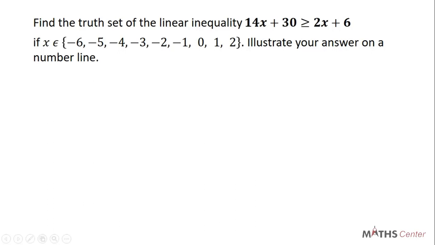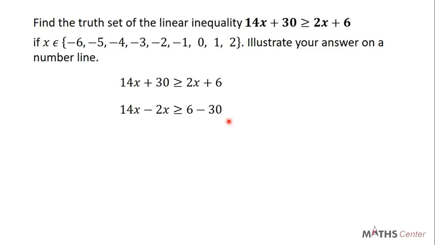We are supposed to find the truth set of the linear inequality, and that's what we are going to do. So here is the inequality: 14x plus 30 is greater than or equal to 2x plus 6. We group like terms as we've been doing all along. I always want to keep the terms with the variables on the left hand side, then I'll keep the terms without the variables on the right hand side. So I'm going to have 14x minus 2x is greater than or equal to 6 minus 30.